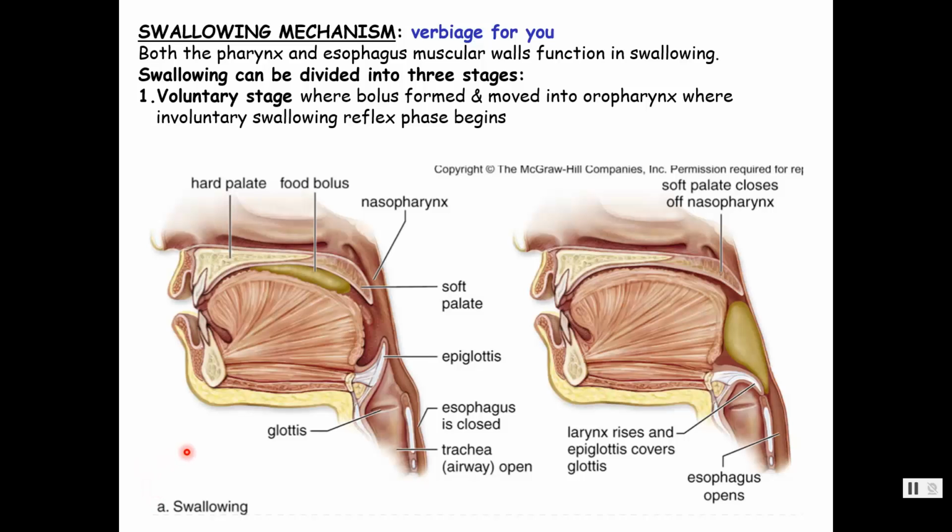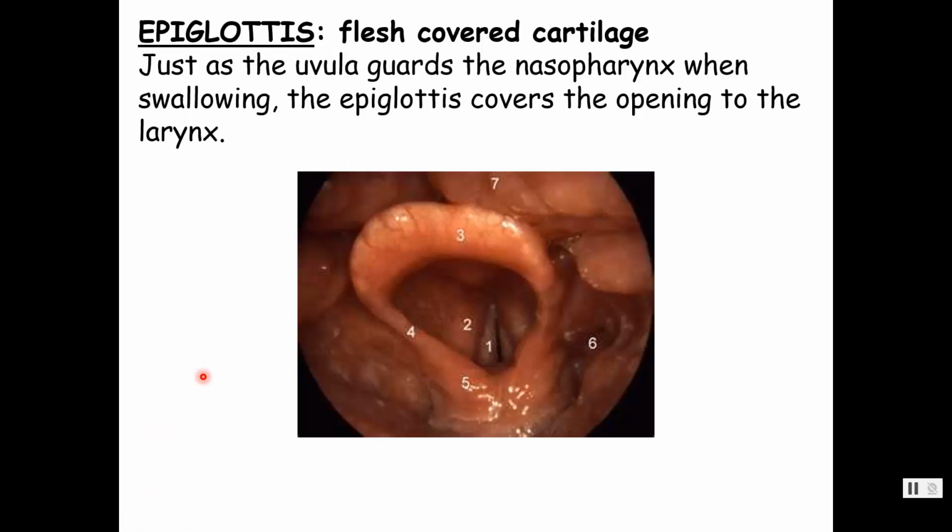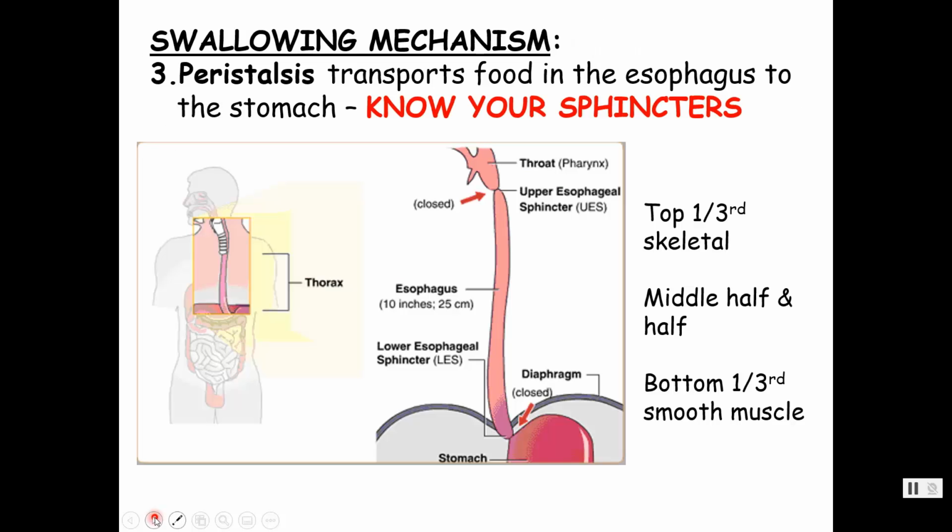This is just some verbiage for you. It's basically everything we just watched. We have the voluntary phase once it hits the oropharynx, and then it is that involuntary phase. And then we'll have peristalsis down the esophagus. Just a reminder that as the larynx rises, the food bolus is forced backwards. That epiglottis is going to tip backwards and block the openings to the airways. And then, like I said, sphincters.